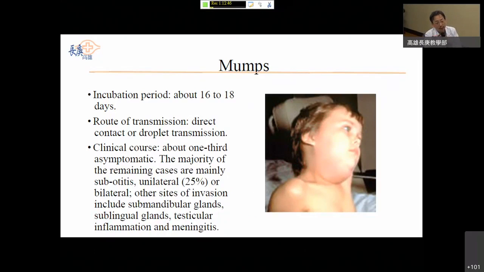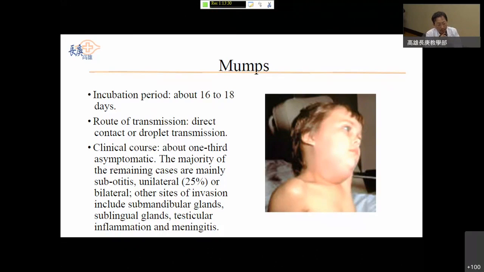Okay, class, it's very easy. What you need to do is to draw a line from the ear to the chin area. If the swelling is on the line, it's mainly parotid gland swelling. And if the swelling is either in front of or behind the line, it's mainly caused by lymph node swelling. So for mumps, we can see the swelling is on the line.